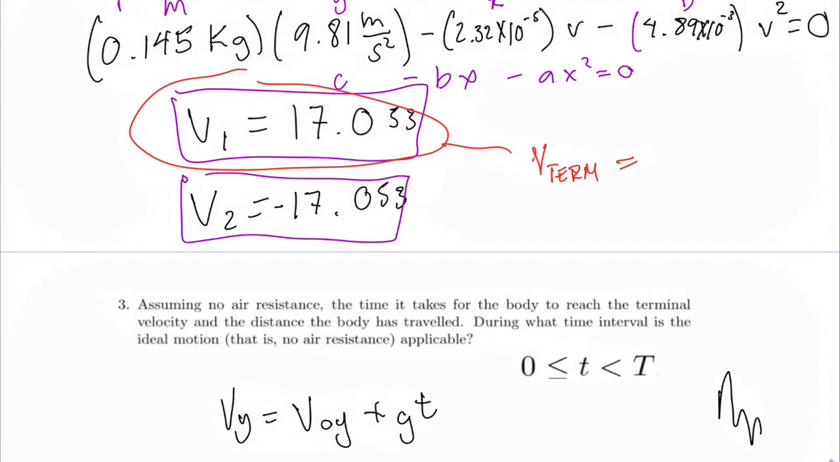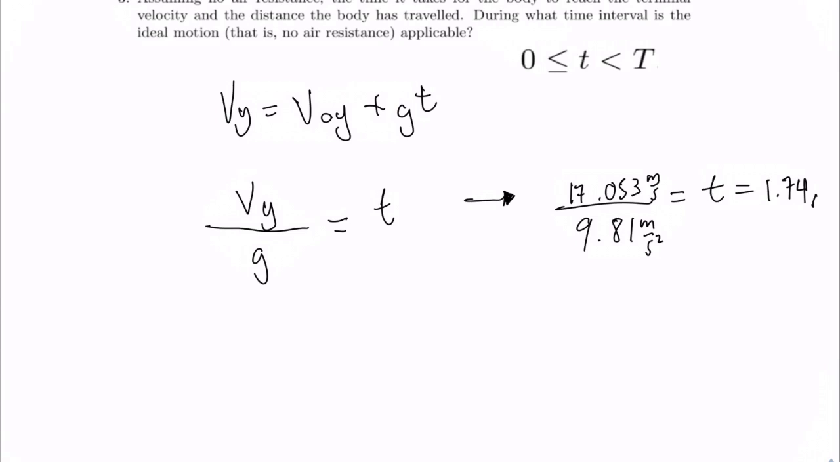It's 17.053 m/s, the terminal velocity, and the distance the body has traveled during what time interval, in the ideal motion, that is, no resistance applicable. So this is what we want.